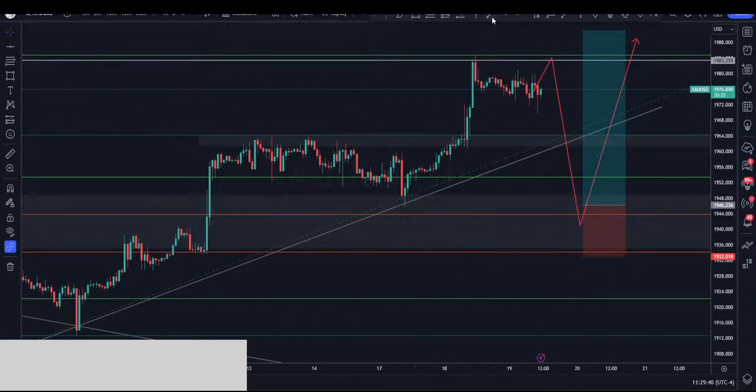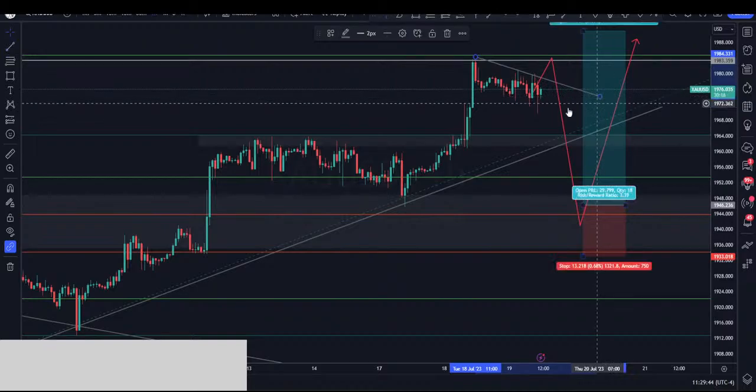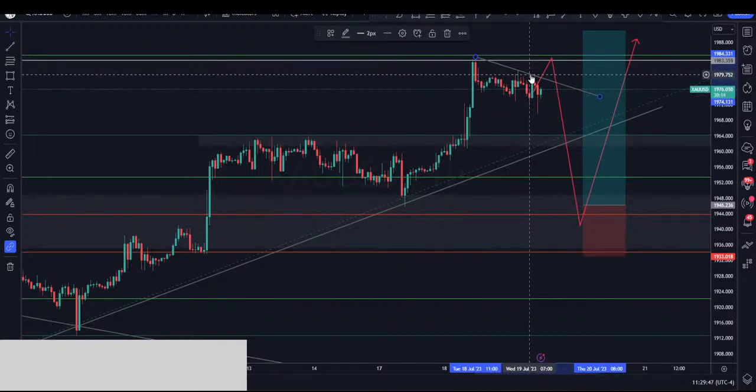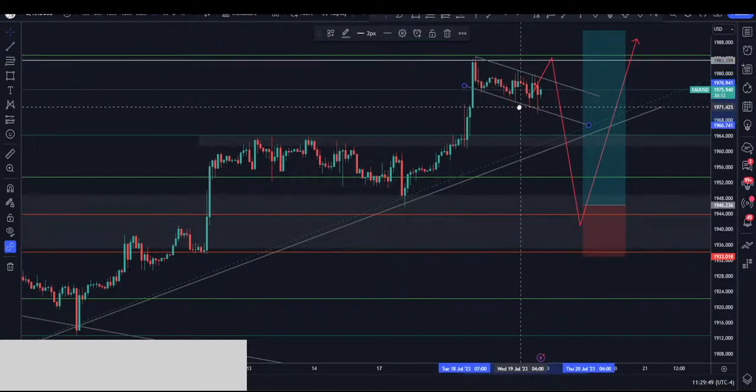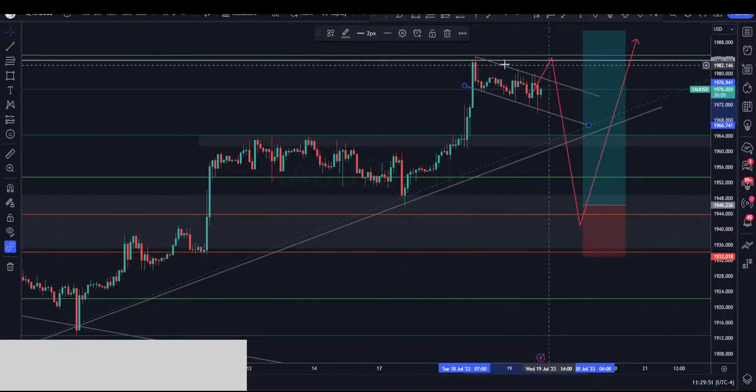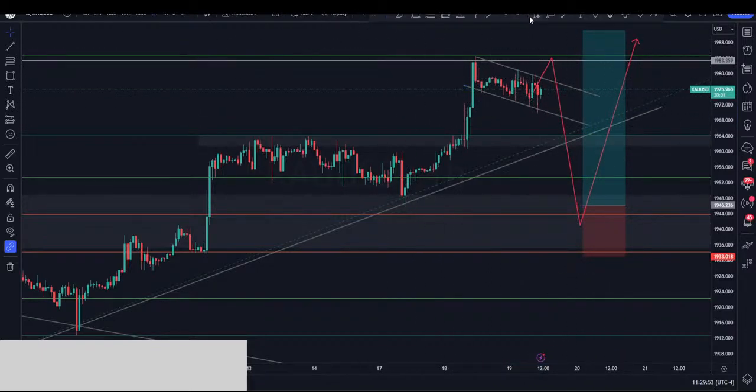Gold's still messing around, but it's forming a wedge here, kind of like a flag pattern. So gold could very well be just testing this, creating this range and then break out. So something like this is possible.